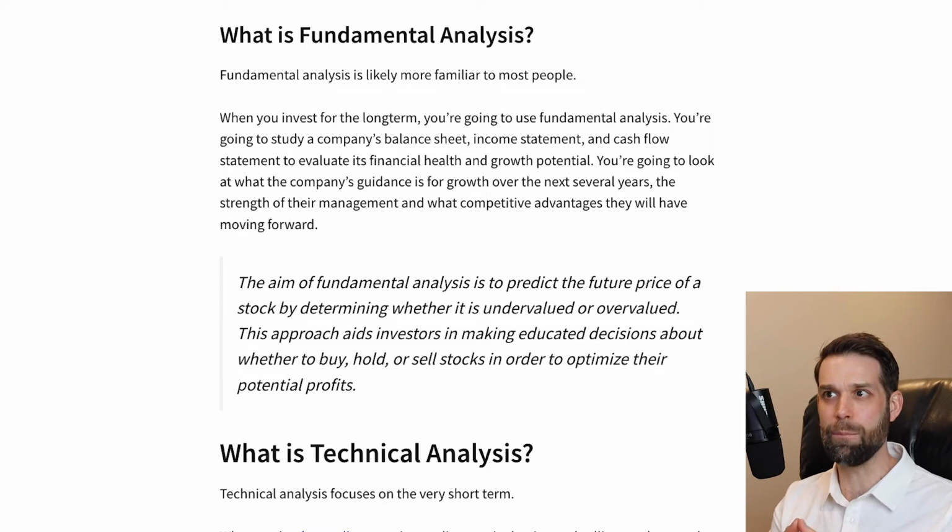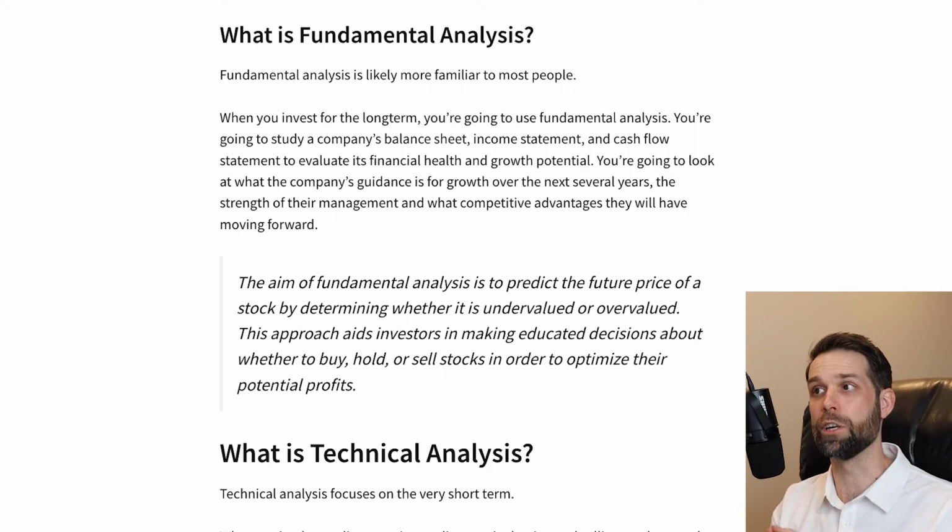The main aim of fundamental analysis is to predict the future price of a stock by determining whether it is undervalued or overvalued. This approach aids investors in making educated decisions about whether to buy, hold, or sell stocks in order to optimize their potential profit. I think most people are familiar with this type of investing, and certainly that's how I have invested in the past with the stocks that I own.